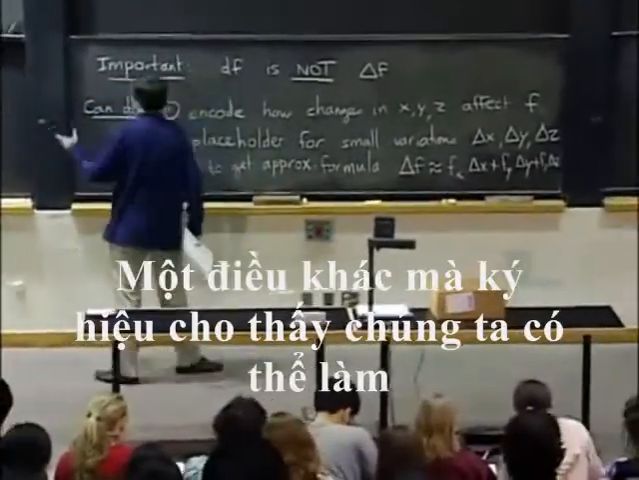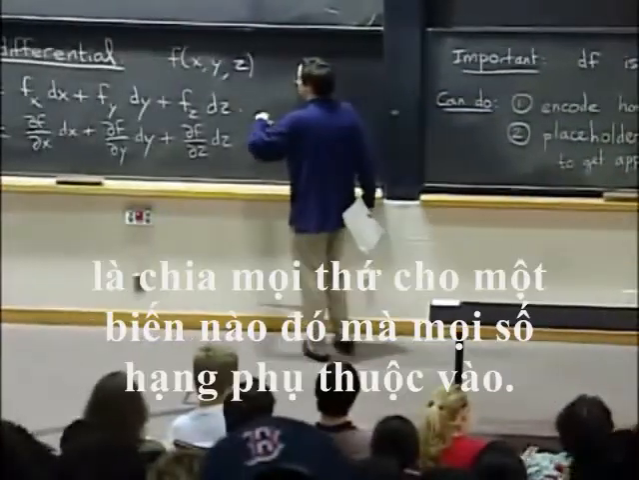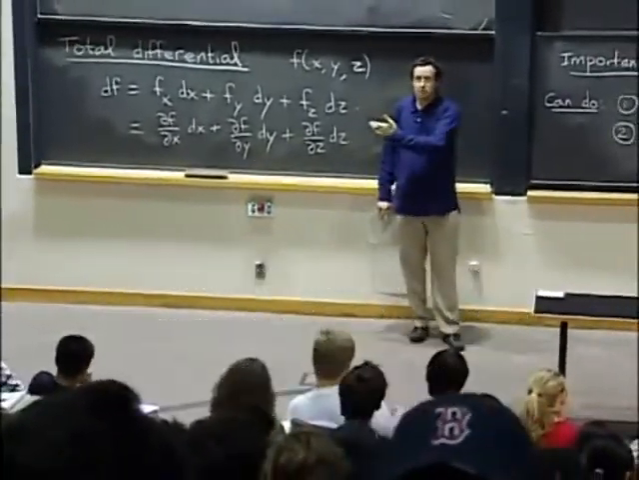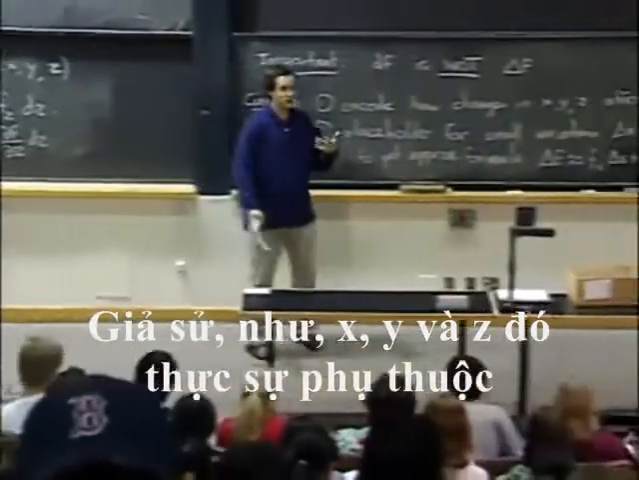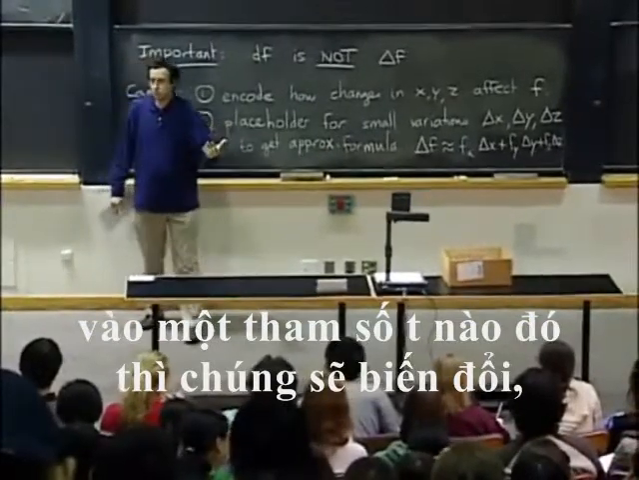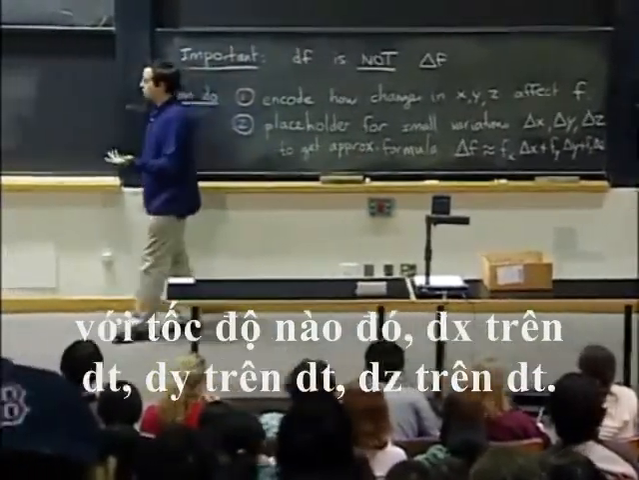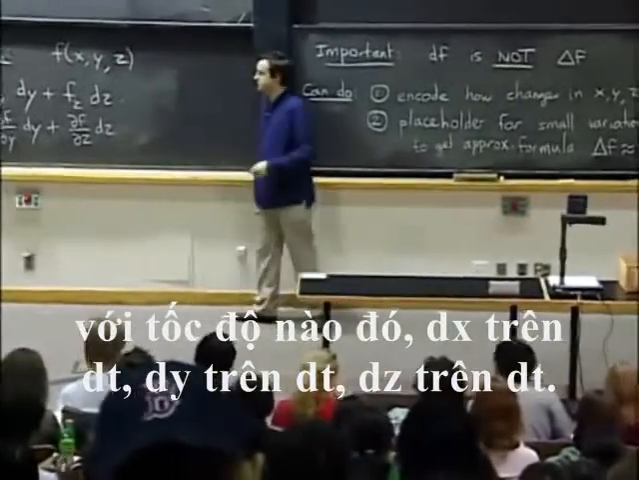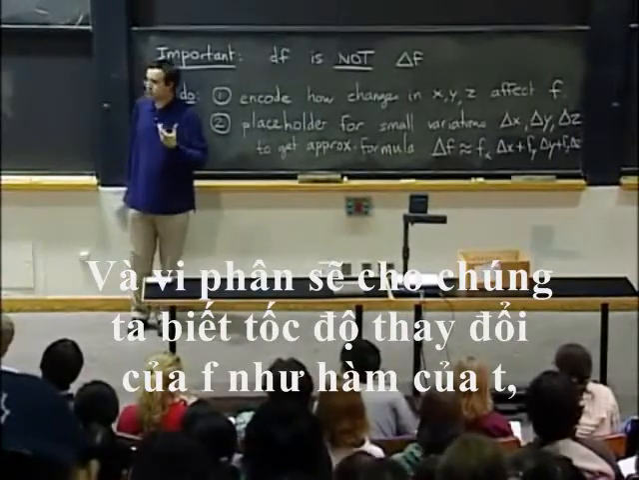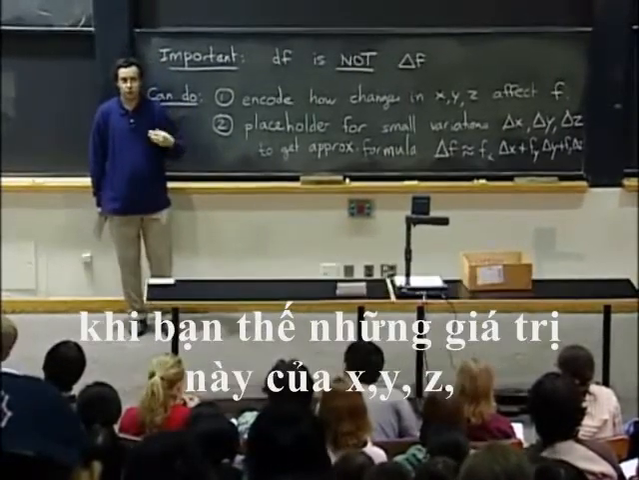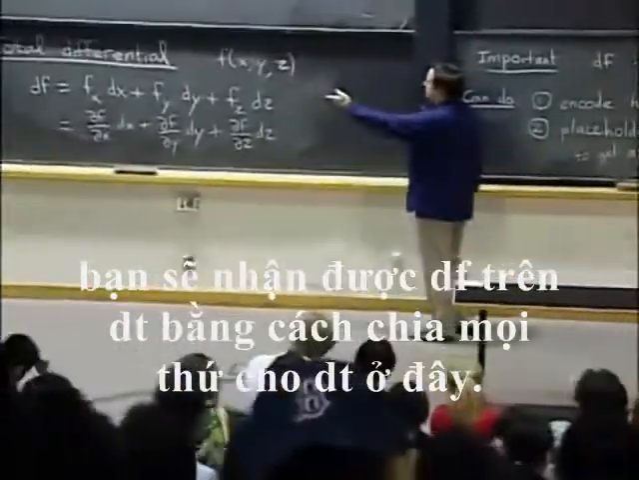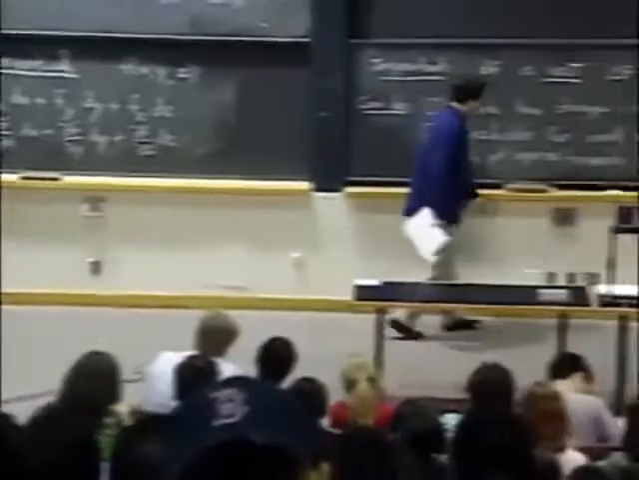Another thing that the notation suggests we can do, and I claim we can do, is divide everything by some variable that everybody depends on. So say, for example, that x, y, and z actually depend on some parameter t. Then they will vary at a certain rate, dx dt, dy dt, dz dt. And what the differential will tell us, then, is the rate of change of f as a function of t when you plug in these values of x, y, z. You will get df dt by dividing everything by dt in here.